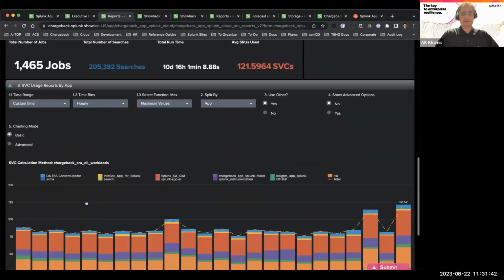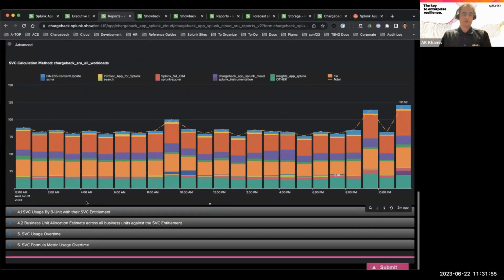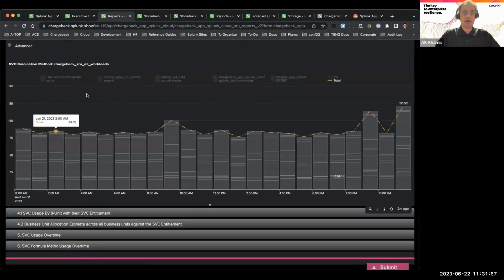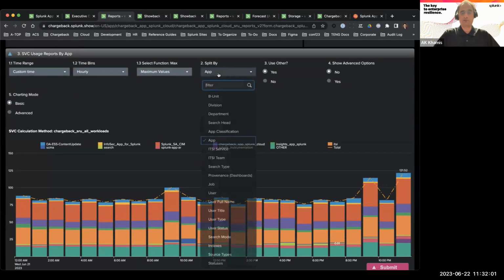I also like this view, which is very important. Because search is what we saw there for the whole day, but let's see hour by hour, right? Let's see how it was performing throughout the day. So here's an hourly by app view, which you can also split by different things, like user or the search type or the actual job, et cetera. Even the title of the user.